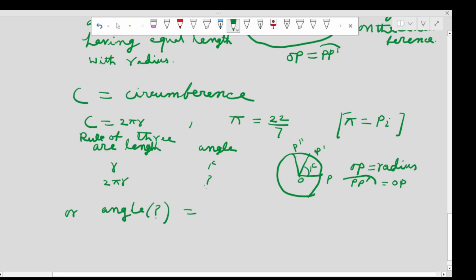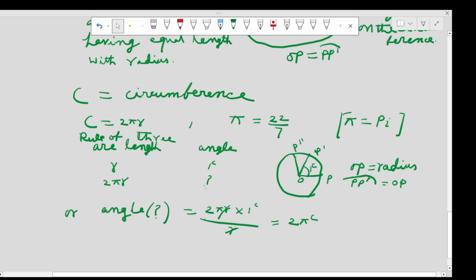As per the rule of three, second into third is 1 into 2 pi r, divided by r. The r will get cancelled. So the angle is 2 pi radian.